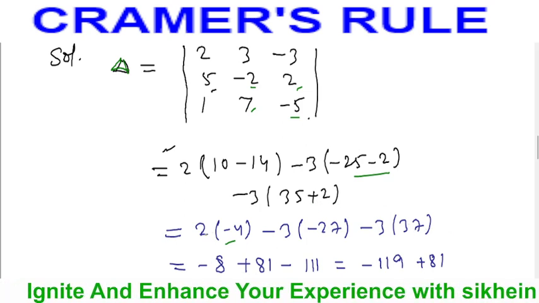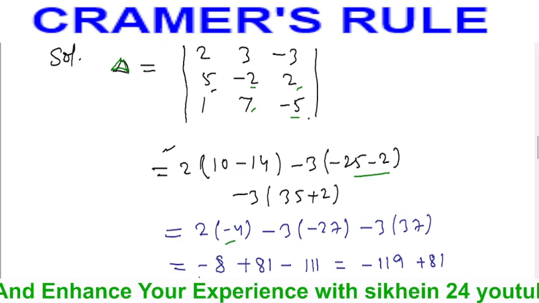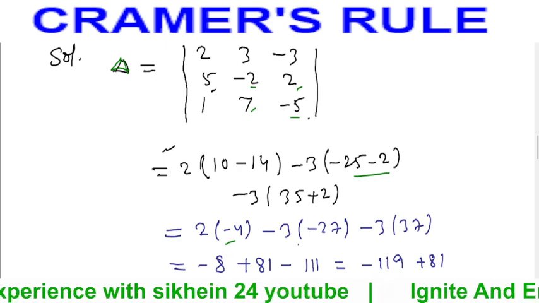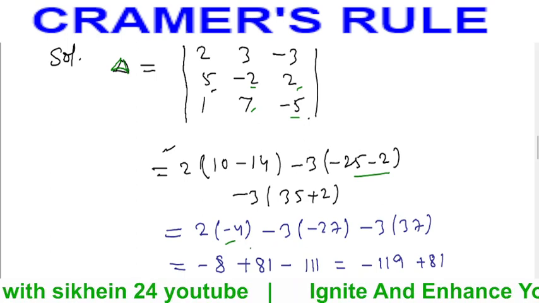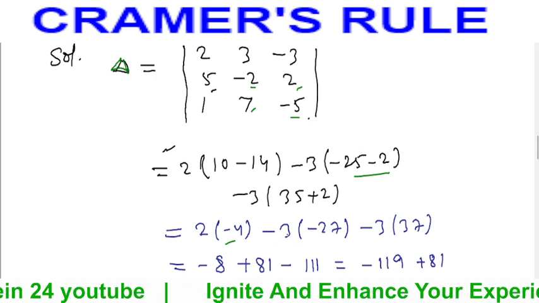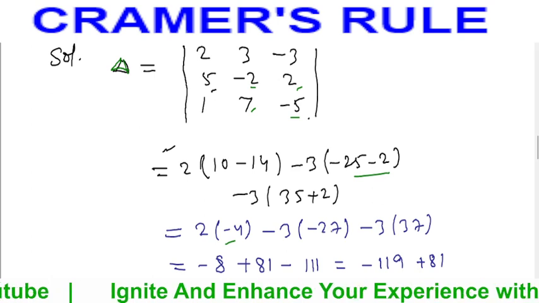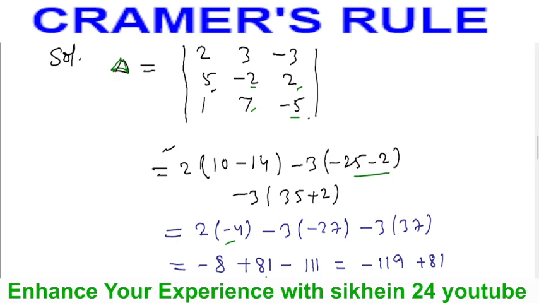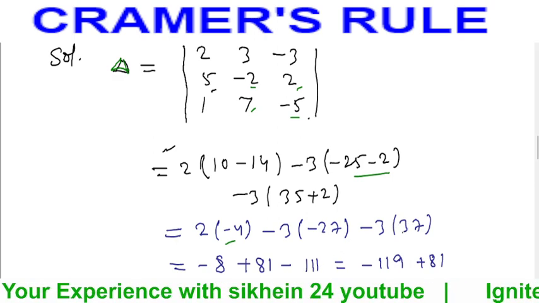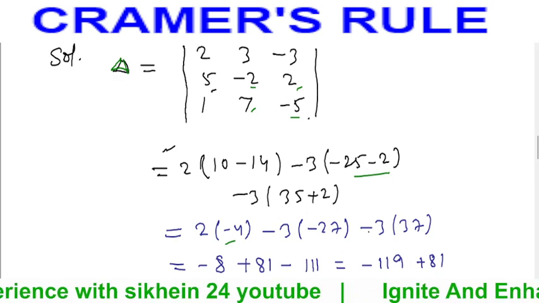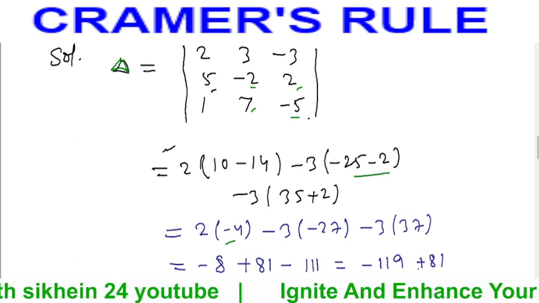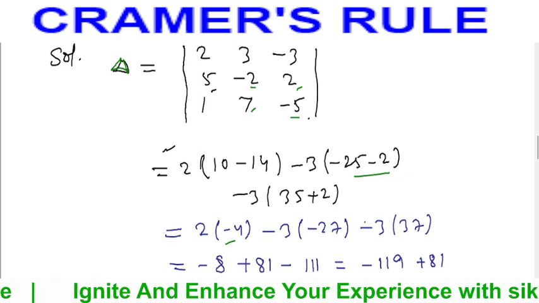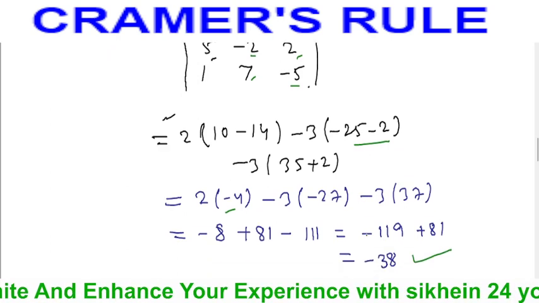We multiply 2 times 4, 8. Here it is minus, plus, minus. We recall the integers property here, according to the properties of integers we are doing this. Negative 27 with negative 3 we get 81, plus, and here 37 into minus 3 we get 111. After computing it we get minus 38. The determinant of this one is minus 38.